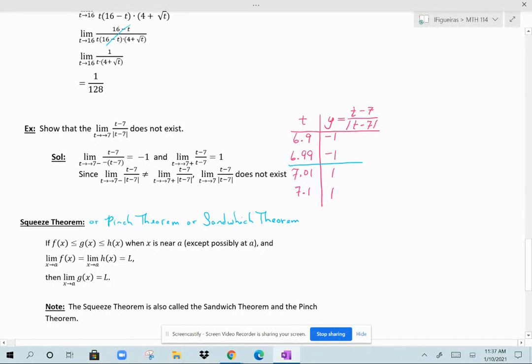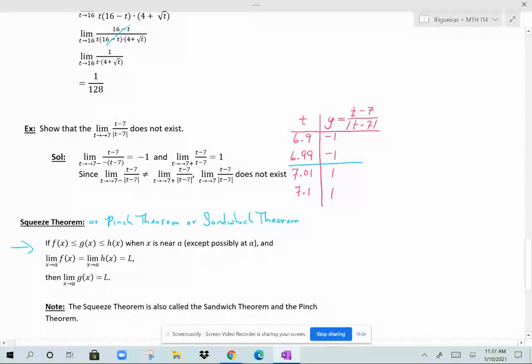So it's basically a theorem that states that you can evaluate the limit of a function that's in between, or in the middle, or sandwiched between two other functions, as long as the limit of the function below it and above it are equal. So that's exactly what this is stating.